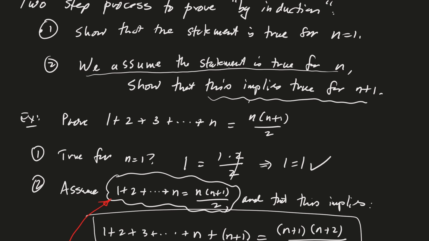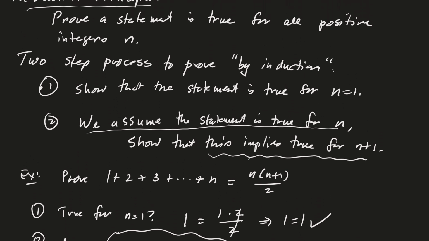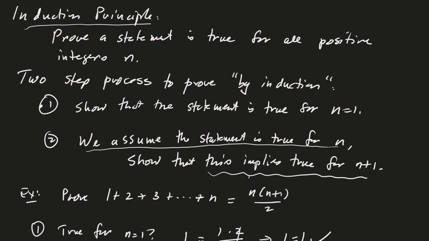Okay, so I just wanted to summarize the proof by induction that we finished in the last video, and then the screen went a little crazy. So the induction principle is, if we want to prove a statement is true for all positive integers n, it's a two-step process. The first step is to show that the statement is true for n equals 1, and then the second is a connected set of statements. We assume the statement is true for n and show that this implies it's true for n plus 1.